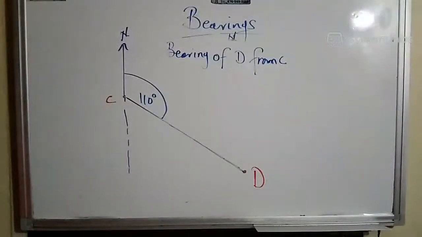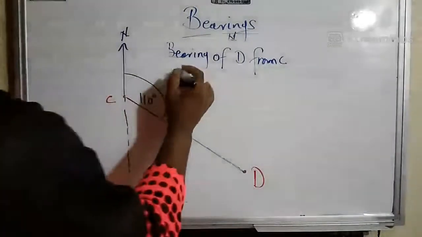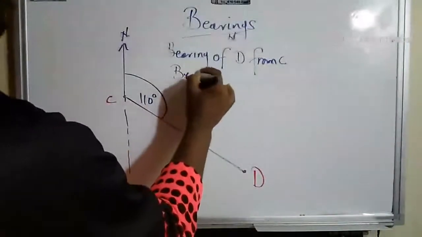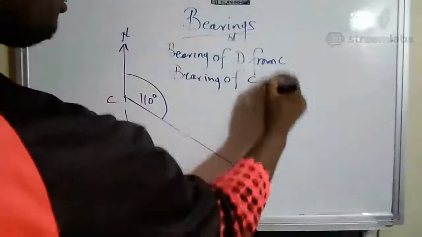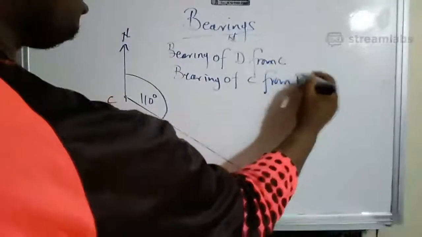Yeah man, try that one. So you are to find the bearing of C from D. I'm gonna work it after you guys try it. The bearing of C from D.